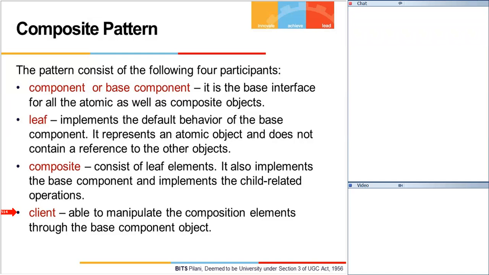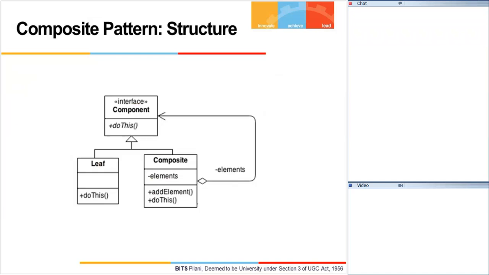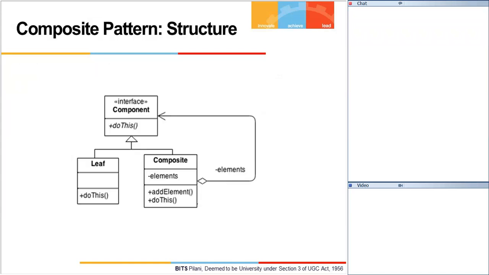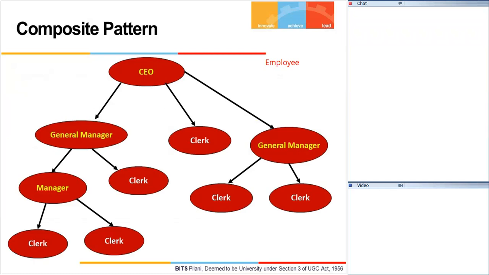Let's see an implementation of this pattern, and then we'll be able to understand it in a much better manner. So I've provided the implementation for the same tree that I had just shown you. I'll just go back to the tree once again. So this is the tree structure that I'm referring to. I've provided implementation for this, right? So there is an employee interface, and each of these implement the employee interface.